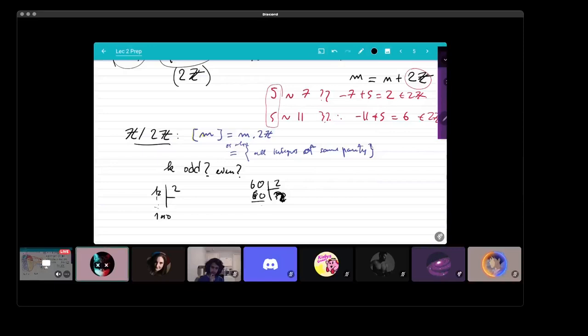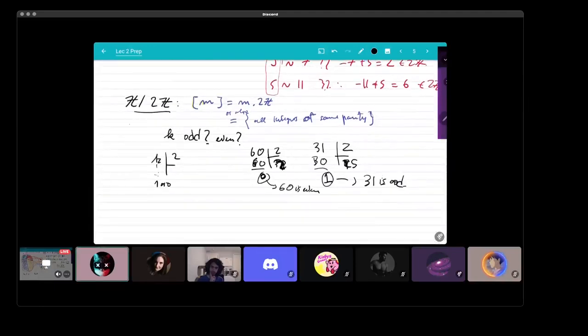And I have a remainder of 0. If I do the same for 31, I'll have 15. Divided by 2, and I have a remainder of 1. So 1 is odd. 31 is odd, while 60 is even.